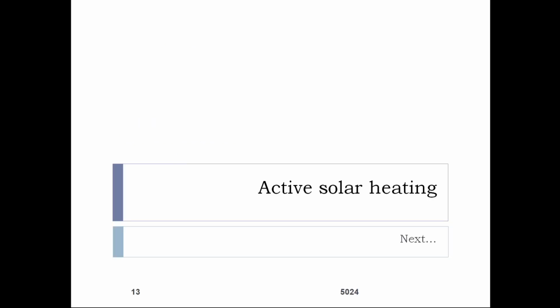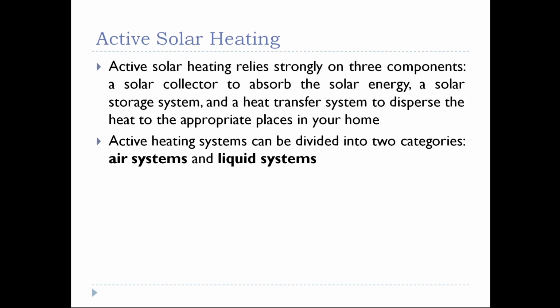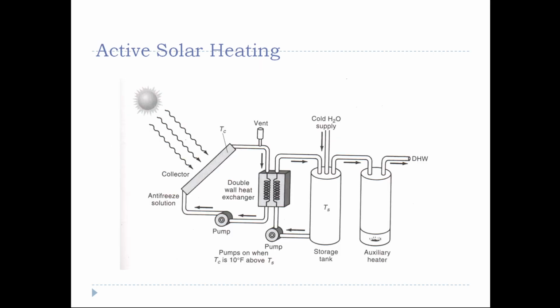Now coming to the active solar heating, this involves moving parts, mechanical components. So they rely strongly on three components: a solar collector to absorb solar energy, a solar storage system, and a heat transfer system to disperse the heat from the storage system to the appropriate places. So there should be a collector, then a storage, then a heat transfer system, so a heat exchanger or a blower, a fan. Active solar space heating systems can be divided into two: air systems and liquid systems, depending on the working fluid employed.